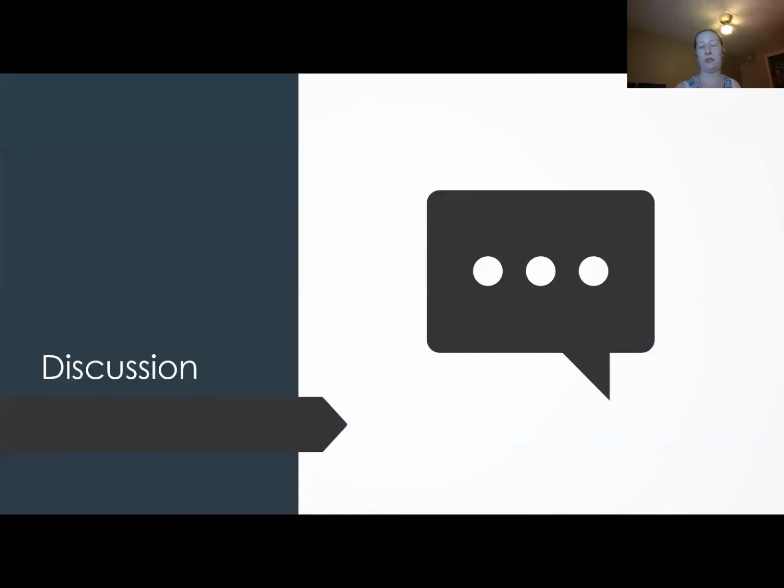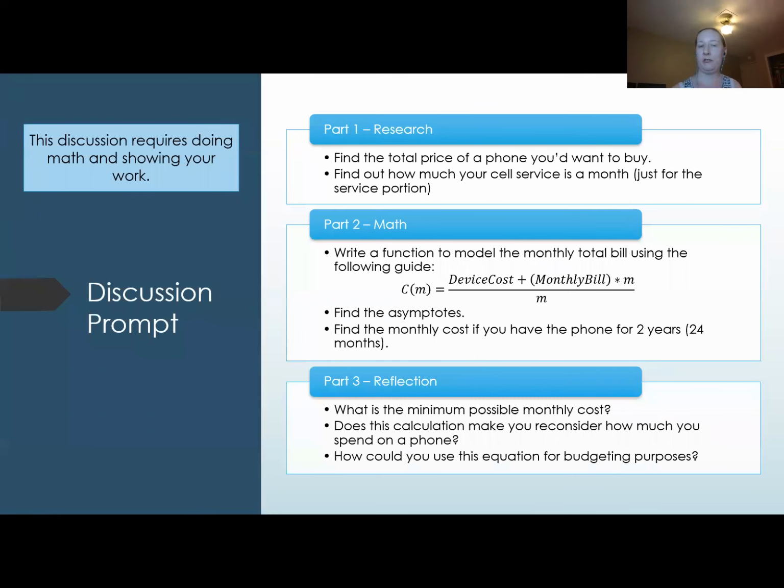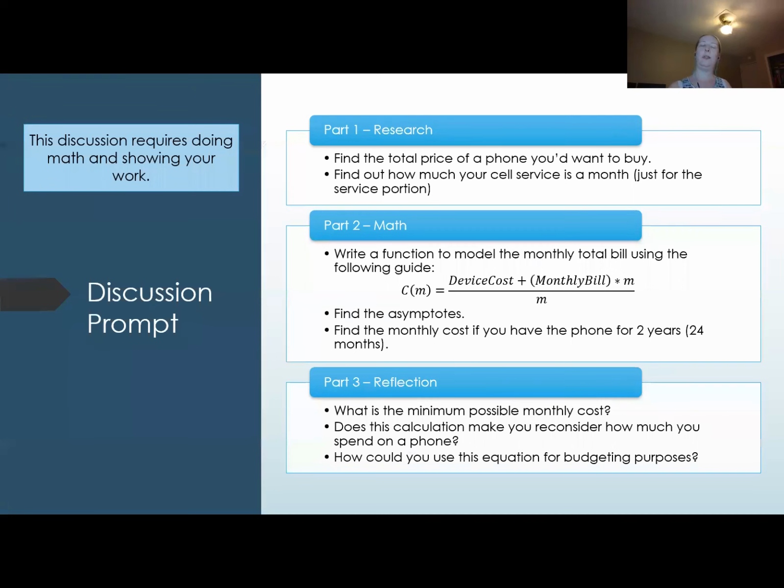So let's talk about the discussion. This is another discussion where you have to show your work. This one is actually usually easier for people than the one we just did with the quadratic. Basically, this is another one where you're researching real data and then you're using algebra to use it in the real world.